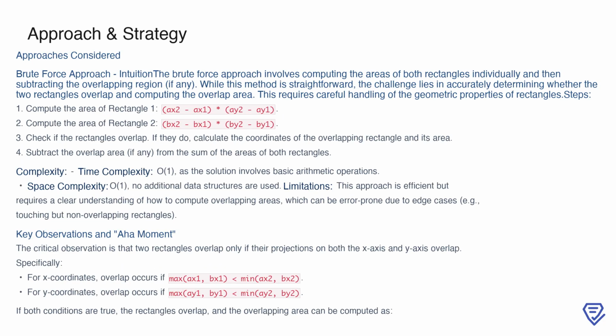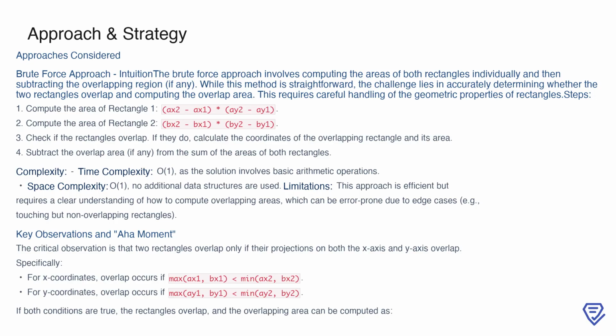To solve this problem, one approach we can consider is the brute force method. The intuition here is straightforward: calculate the areas of both rectangles individually, and then subtract the overlapping area if the rectangles intersect. This involves a few critical steps. First, we compute the area of each rectangle using the formula for a rectangle's area, which is the product of its width and height. Next, we check if there's an overlap between the two rectangles. If there is, we calculate the coordinates of the overlapping region and determine its area. Finally, we subtract this overlap area from the sum of the areas of the two rectangles.